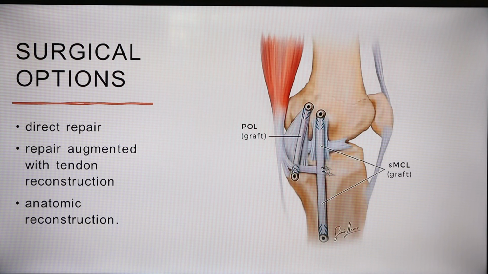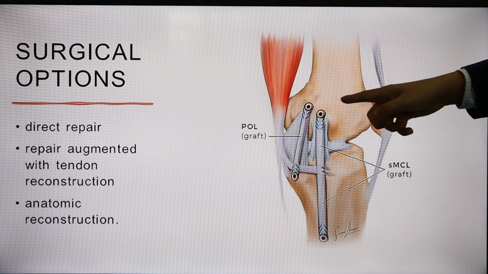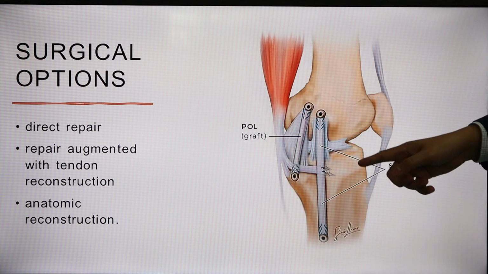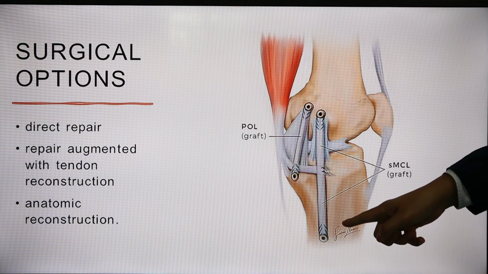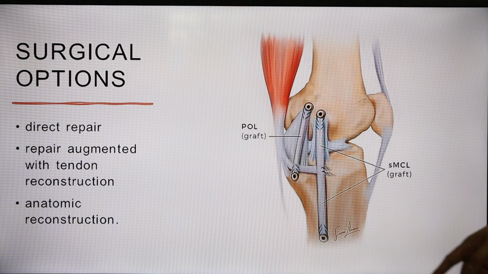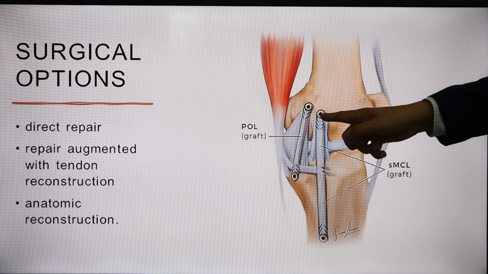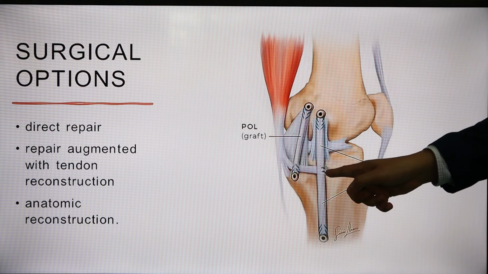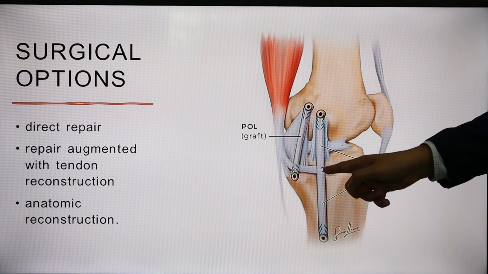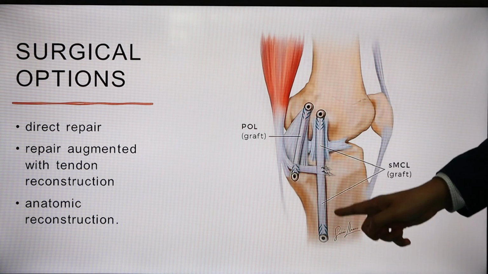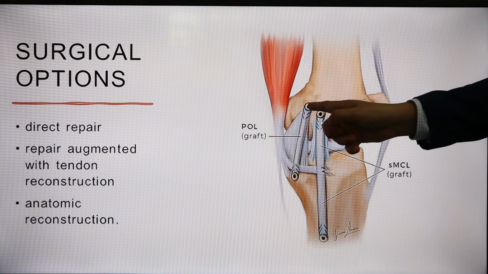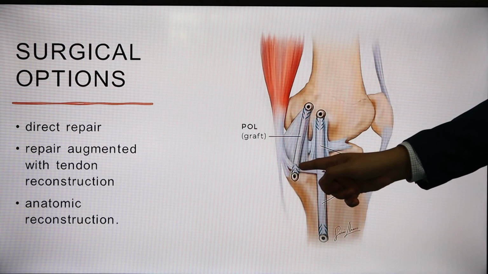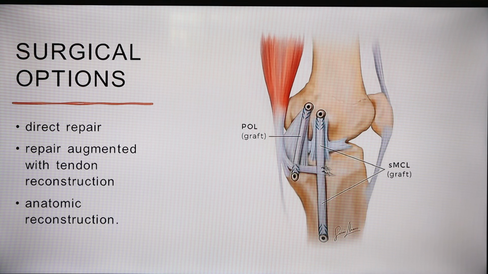So the surgical options are direct repair with augmentation and anatomic reconstruction. What they do, this is a 4-tunnel approach. So they have this femoral tunnel and tibial tunnel. They use allograft or autograft. So they tie here, and then they tie at the semimembranosus. Okay, this is the proximal attachment. This is the distal attachment. The POL is quite oblique, and they attach to the semimembranosus as well.